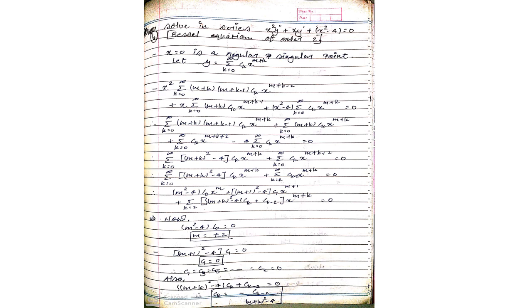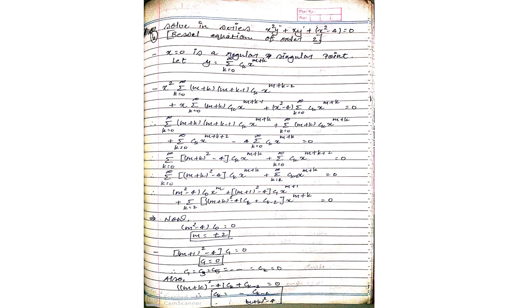Solve in series x square y double dash plus xy dash plus x square minus 4 equals to 0. Again I would like to say that just follow the fifth example, because here again I did only the main steps, rest of the steps I've done there, so please follow the fifth example for this.